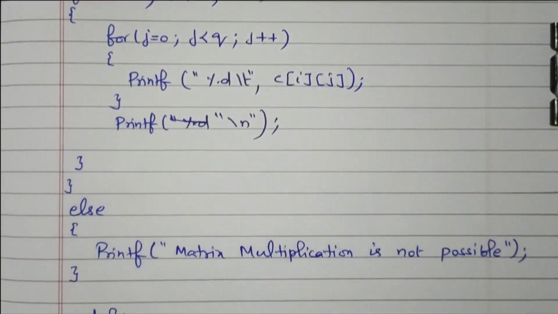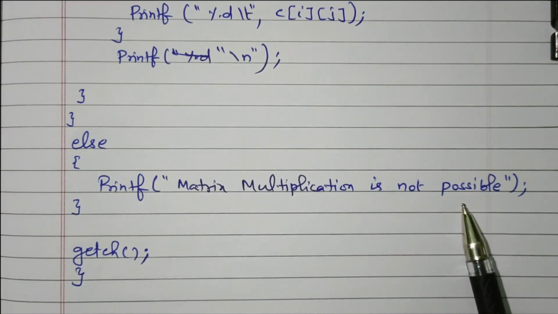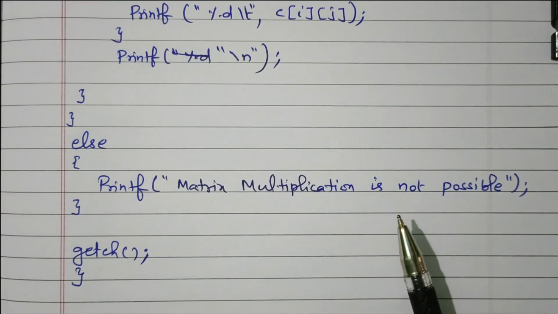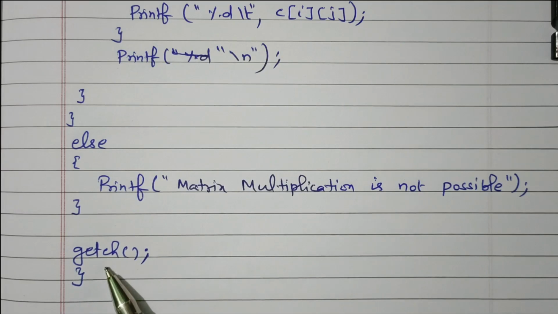Else, suppose the given condition is not correct, we need to print that matrix multiplication is not possible, right? We can print that. Before, in this program, we got the matrix elements, and after that we are checking. Before getting the matrix elements also we can check, so that we can reduce the process. So getch and close the program. Getch means it will wait for getting a character, until then we can see the output of the program. Then close the brace. Now we'll see the output.